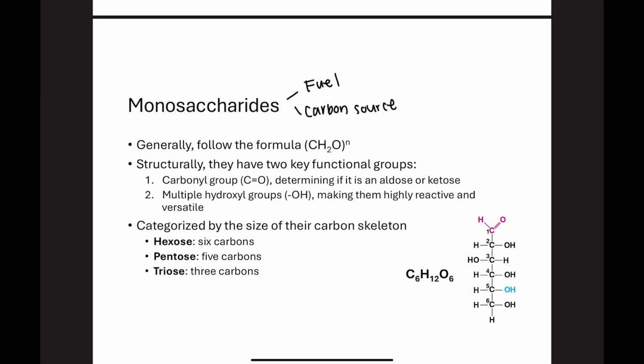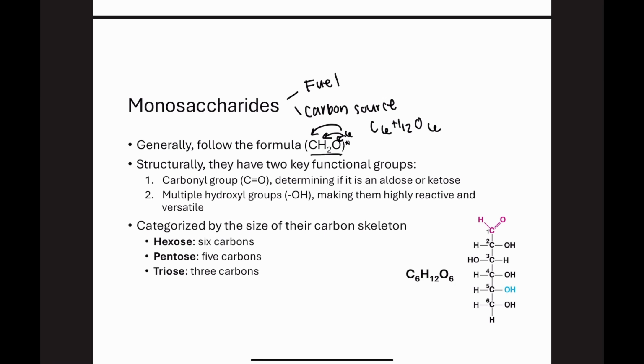They are the building blocks of carbohydrates, and normally they're going to follow this formula, CH2O to the N power. A common example of this is glucose, and the formula of glucose is C6H12O6. So if we replace our N with a 6, we get C6H12O6.